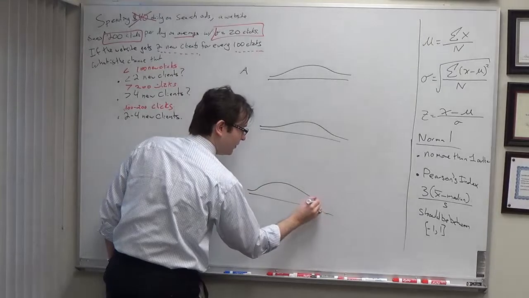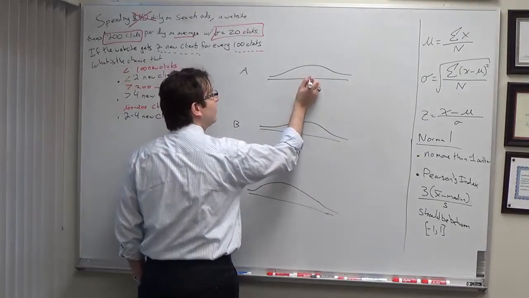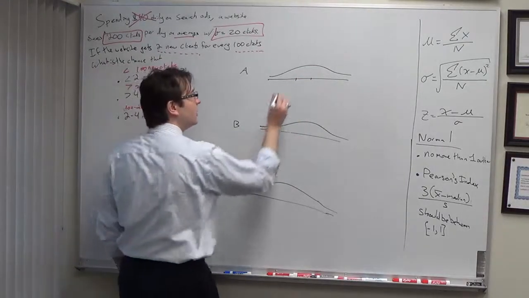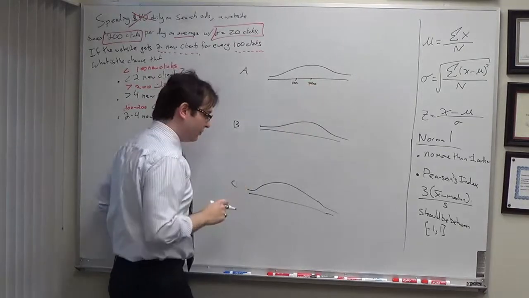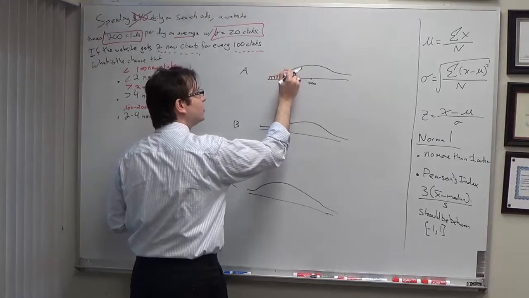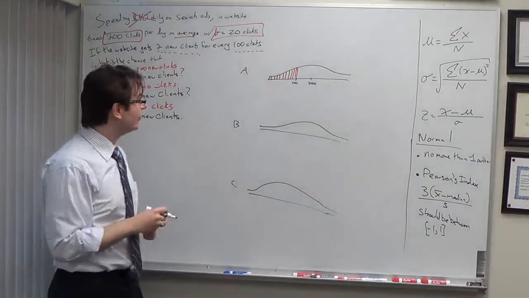You can see I'm not very good at drawing normal curves. Question A is curious about what's going to happen if we are at less than 100 clicks. So here's 100 clicks. Here's the 200 click average. We're curious, what's the chance that we would fall in this range? We want to find that area that I've shaded.